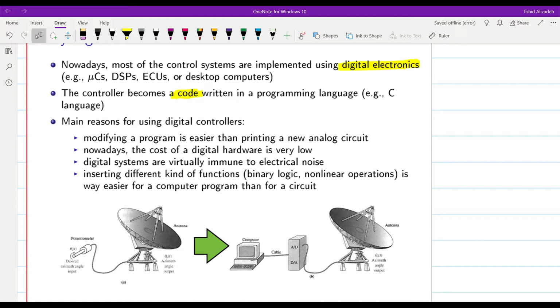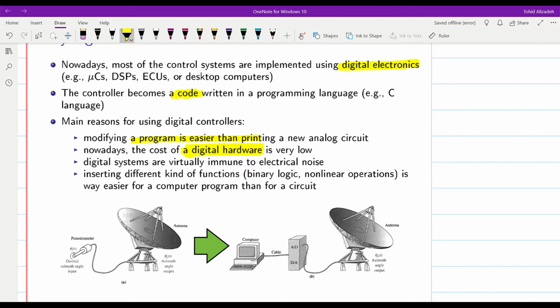There are several reasons for using the digital controllers, several benefits indeed. When we use the digital control, modifying the program will be much easier than printing a new analog circuit board. If you want to change the controller, you just change the code, while in the case of implementing the controller using analog circuits, you might need to print a new board and prepare the new controller in that way. On the other hand, the cost of digital hardware is quite low these days, and it's kind of a trend.